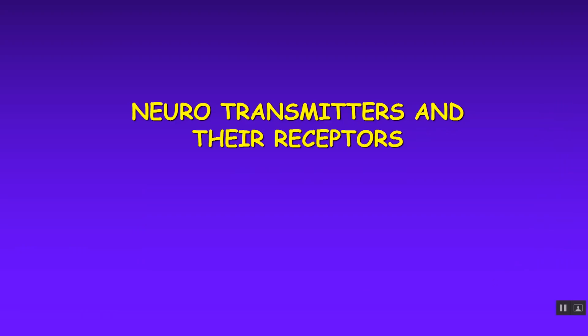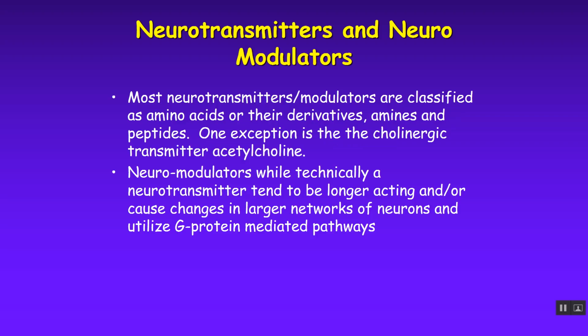All right, let's finish this up. So we talked about synapses and types of synapses. Now we're going to talk about the neurotransmitters themselves and focus in on that a little bit. What are these things we call neurotransmitters or neuromodulators?